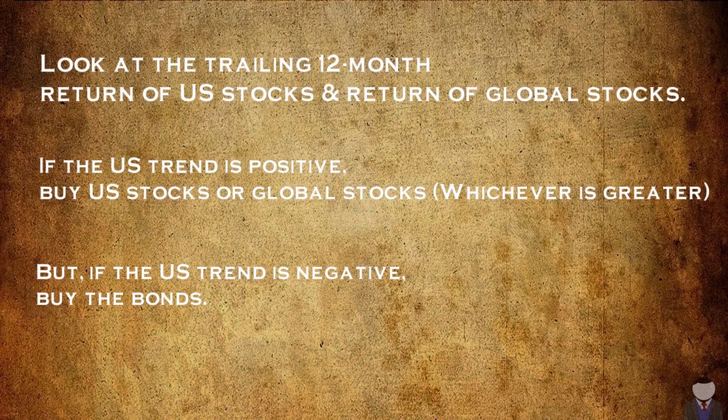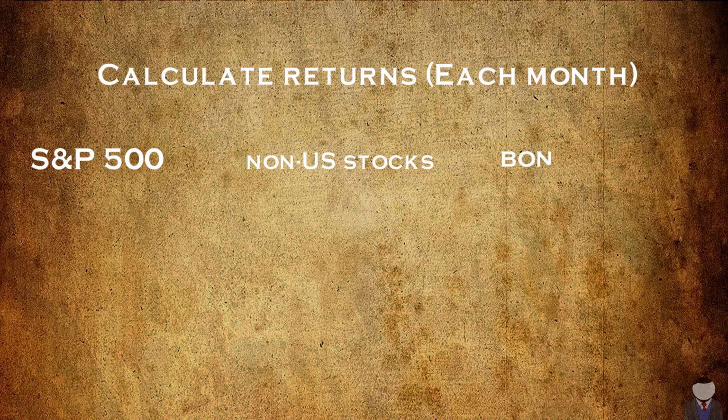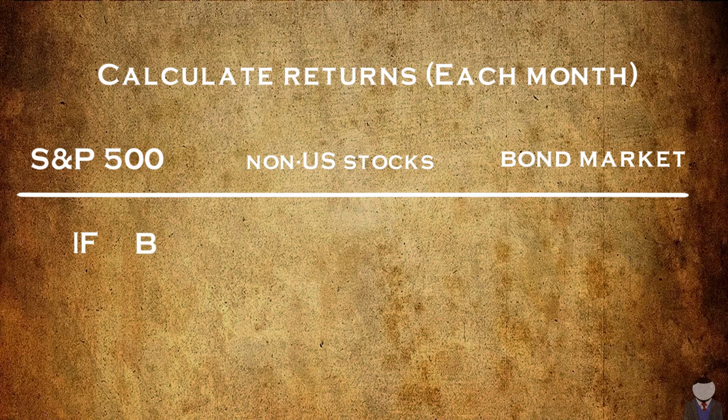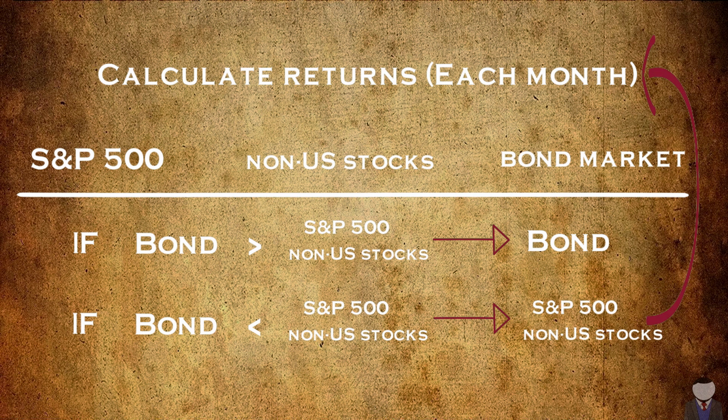Antonacci details his strategy more with the following sentences. Each month, calculate the total 12-month return of the S&P 500, non-US stocks, and the bond market. If the bond has the highest return, buy the bond for that month. Otherwise, buy the asset with the highest return. Repeat this process for every month.